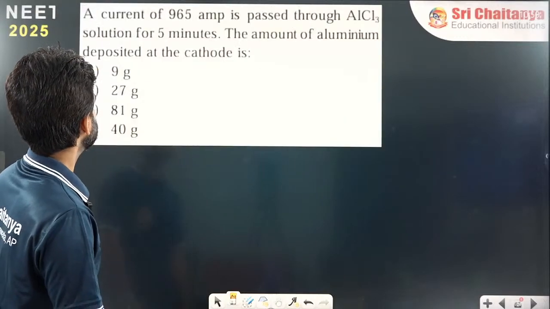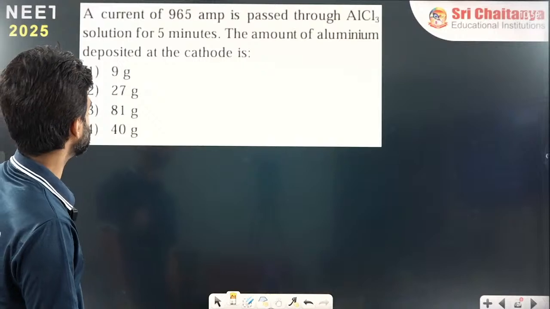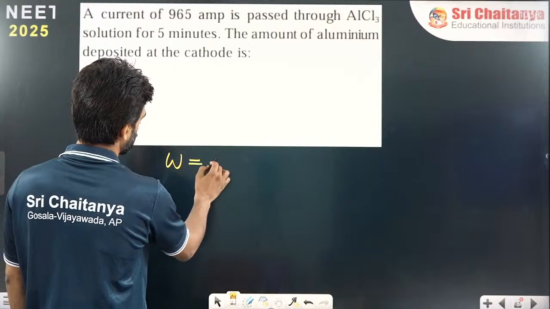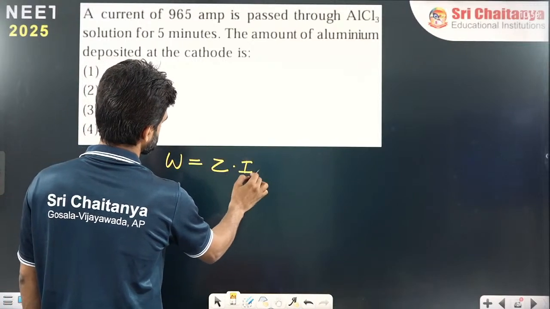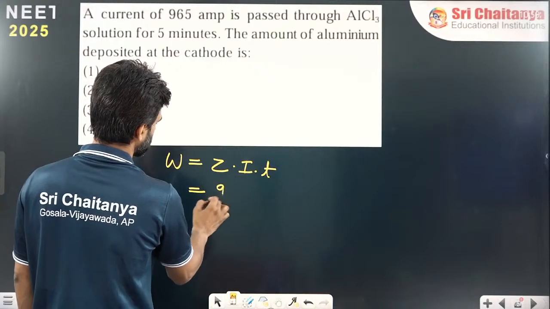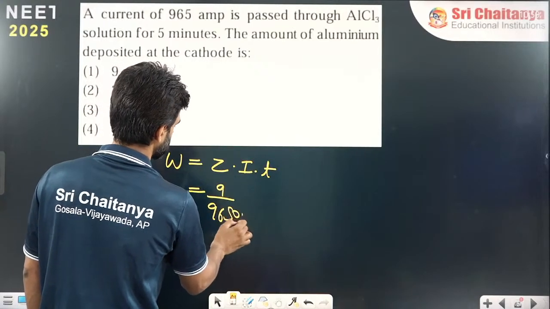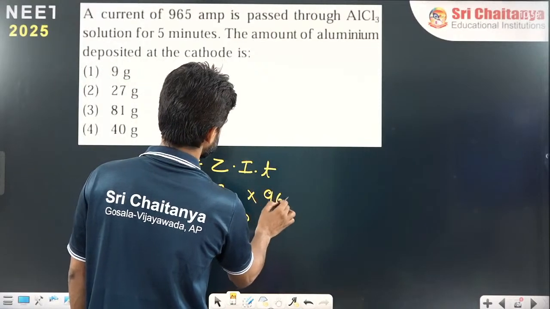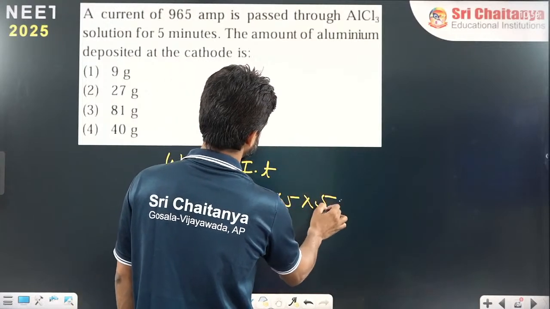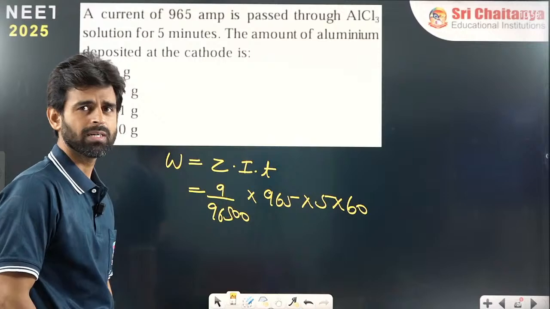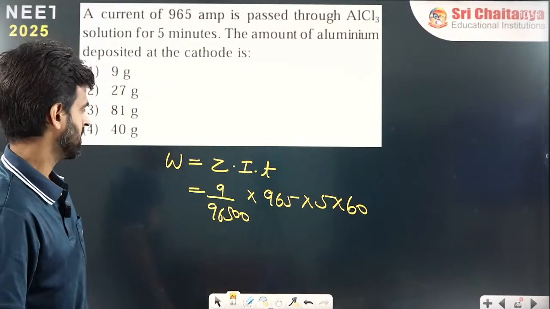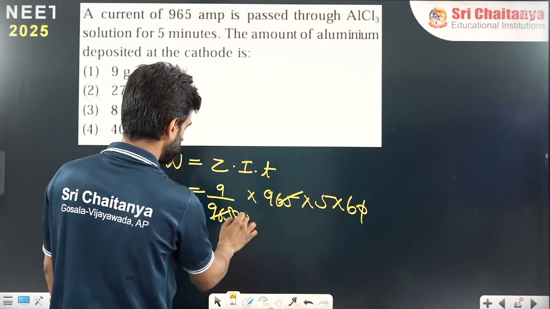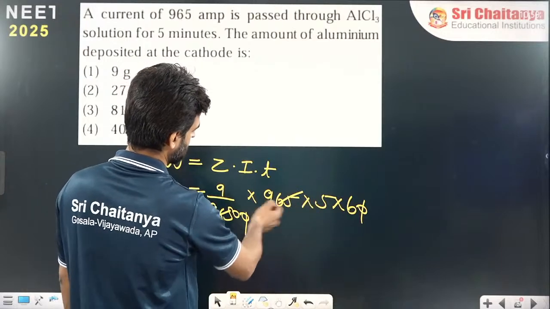Fine. A current of 965 ampere is passed through AlCl3, the amount of aluminium. The first thing we can use is W equals Z I t. What is Z for aluminium? 96500. What's I here? I is 965 ampere, and time they give 5 minutes, means 5 into 60. First law of Faraday, very easy to find from here, right? You can cut it down from here. 100, 10 I can cut from here, 10 remaining, and the remaining can be multiplied here. Easy.